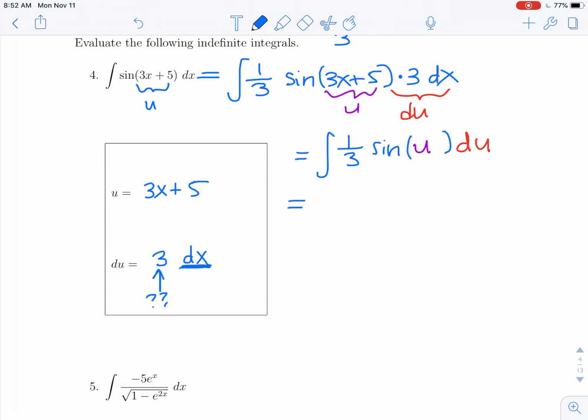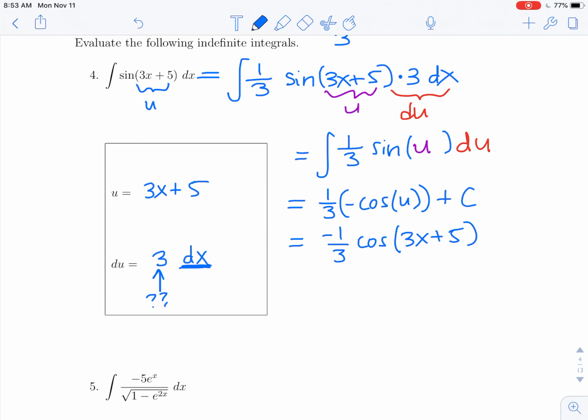So when we determine the indefinite integral, we get 1/3 times negative cosine of u, and then plus c. And then at the very end, we need to go back and we need to put the x's back in. So we do negative 1/3 cosine of 3x plus 5, and then plus c.